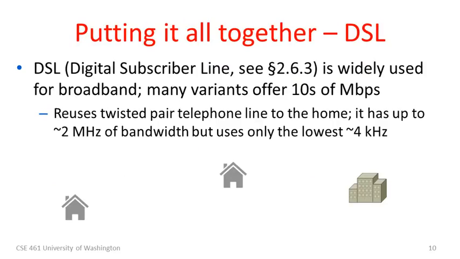Let's talk about a link that many of you know about, maybe you're using right now, DSL, or digital subscriber line. This is a widely used technology for providing broadband internet to homes. There are many different variants of it, and they run at tens of megabits per second. DSL reuses the twisted pair telephone line that goes to the home. So here's the local telephone exchange, and there might be two different lines that go to the home.